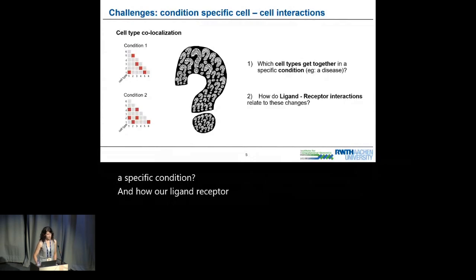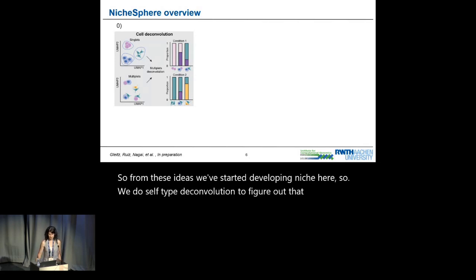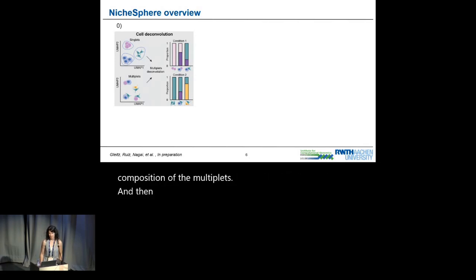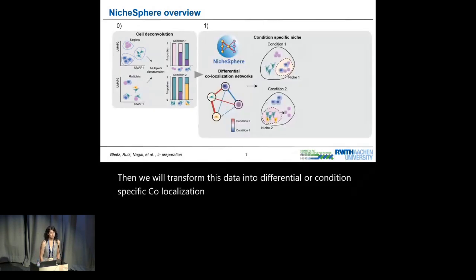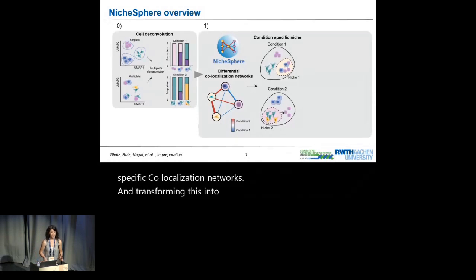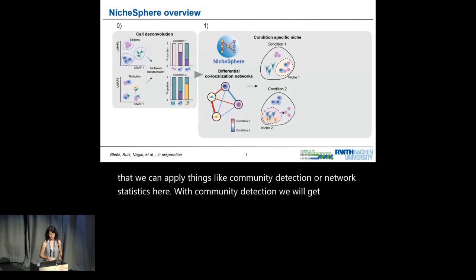So from these ideas, we've started developing Nichesphere. So we do cell type deconvolution to figure out the composition of the multiplets. And then from here, we can get colocalization probabilities of cell types. Then we will transform this data into differential or condition-specific colocalization networks. And transforming this into networks gives us the advantage that we can apply things like community detection or network statistics. Here, with community detection, we will get groups of cells that are interacting in a specific condition.